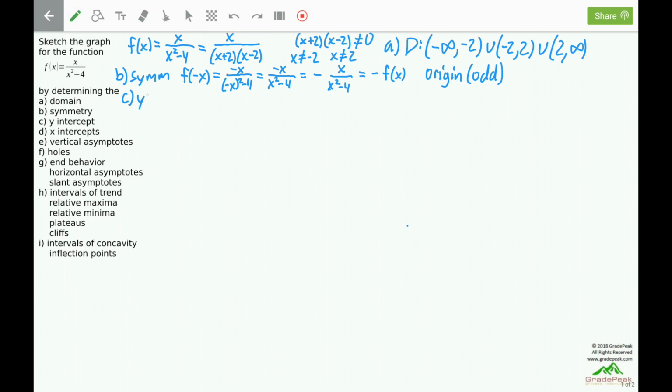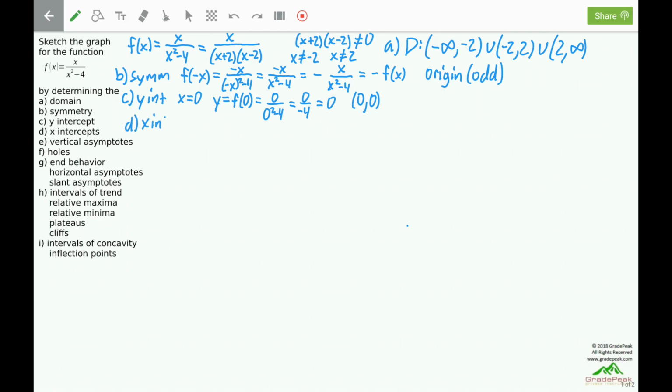For part C, we want to determine the y-intercept. This is the point where the graph crosses the y-axis, defined by x equals 0. We can find the corresponding y-coordinate by plugging the x-coordinate 0 back into the original function, y equals f of 0, which is going to be 0 over 0 squared minus 4, which is 0 over 0 squared is 0, minus 4 will be a negative 4. 0 divided by any non-zero number is 0. We have an x-coordinate 0. We find a corresponding y-coordinate also of 0. So 0, 0, the origin is the y-intercept.